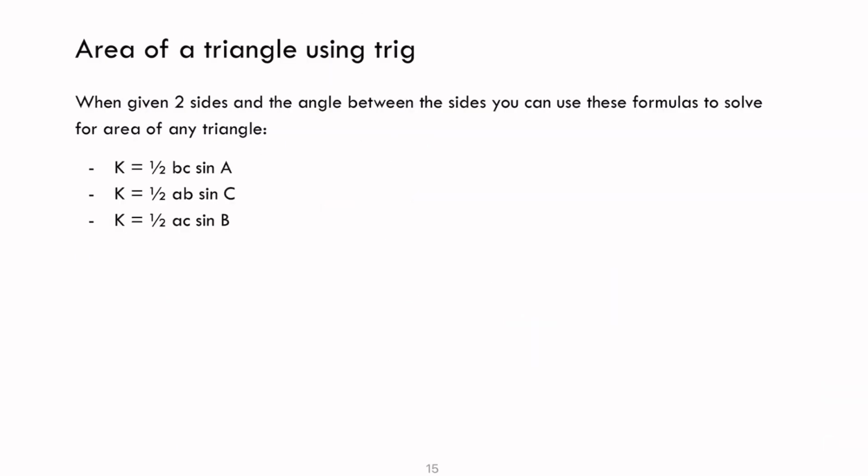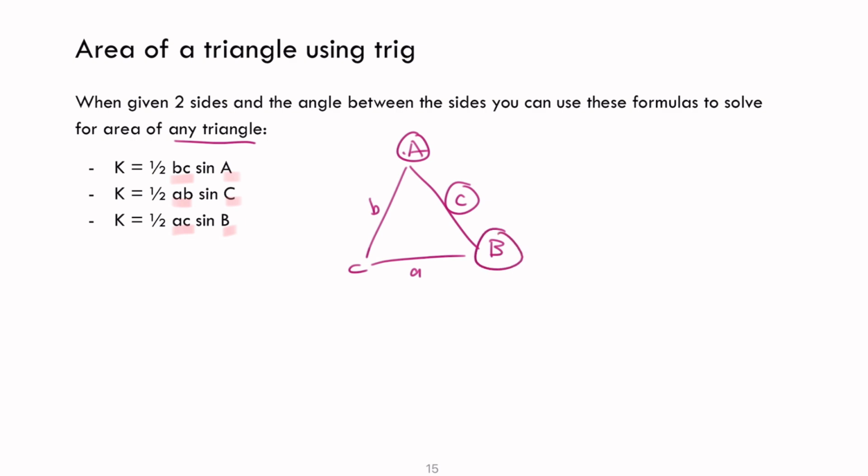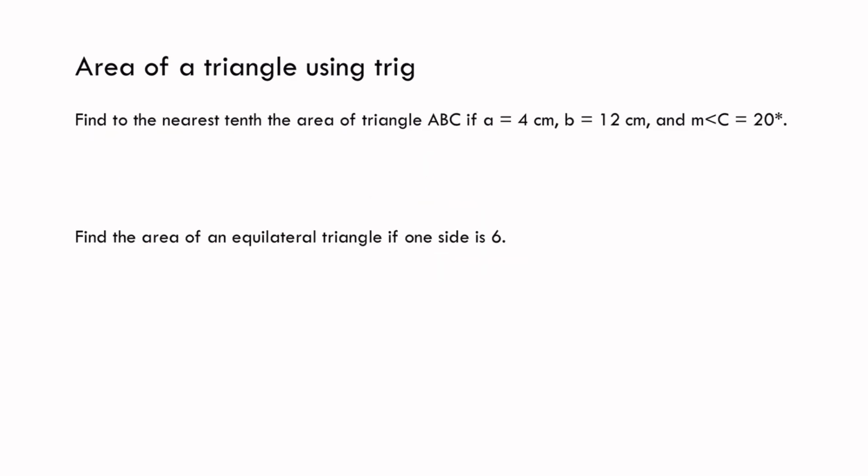Okay, so moving on to the area of a triangle using trig. When you are given two sides and the angle between the sides, you can use these formulas to solve for the area of any triangle, not just a right triangle. So basically, if you are given triangle ABC, and you know that this side is A, this side is B, and this side is C. Let's say you're only given B, C, and A right here. You can use one of these equations to find out the area. These equations are basically the same. This right here is just the two side lengths you're given, and this is just the angle that you're also given. So let's say you're given A, C, and then B. You're not going to be able to use this equation because you need two side lengths and then the angle between them.